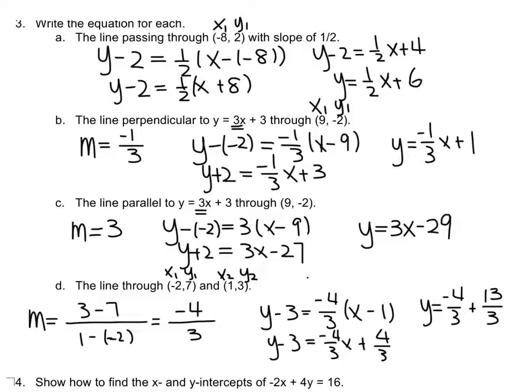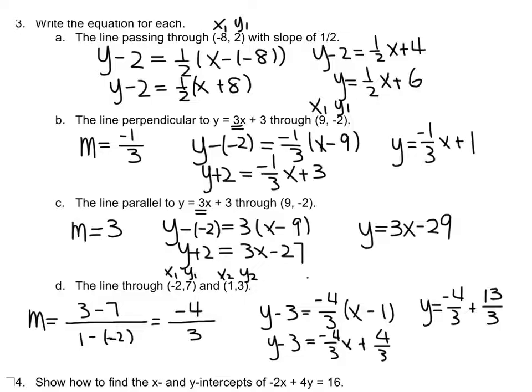Using the same concept as before, the first number given is always x, the second number is always your y. So the point we are given is 9, negative 2. Plug into point slope form. We have y minus negative 2 equals negative 1/3 times x minus 9. Rewrite into slope-intercept form. We have y equals negative 1/3 x plus 1.